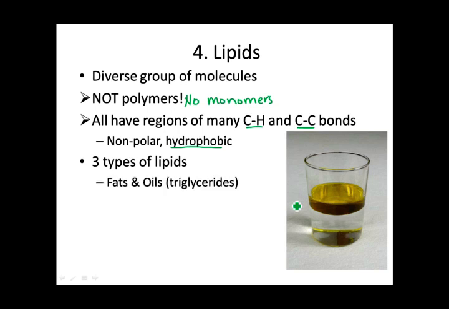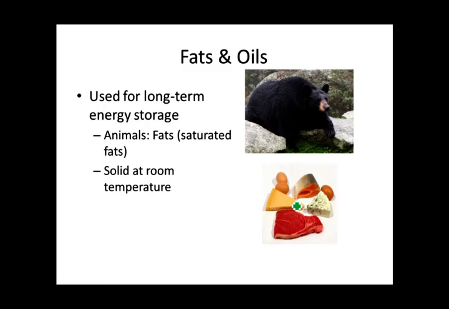Okay? So the 3 types are fats and oils, which seem different but actually are very similar and are generally called triglycerides. We're going to talk about phospholipids and steroid hormones. Okay, so first of all, fats and oils. I'll show you the chemical structure. They don't actually have too much of a difference, and they are both used for long-term energy storage. So in animals, the lipid that is used for long-term energy storage are fats, and another name for that are saturated fats. Okay, and I'll show you why, because we'll look at the molecule.